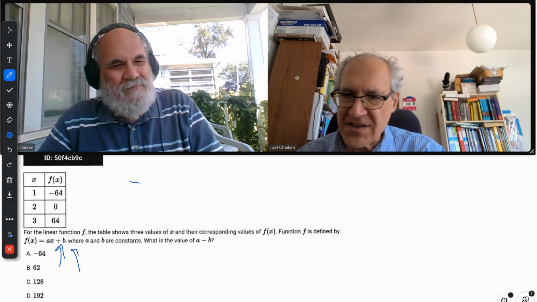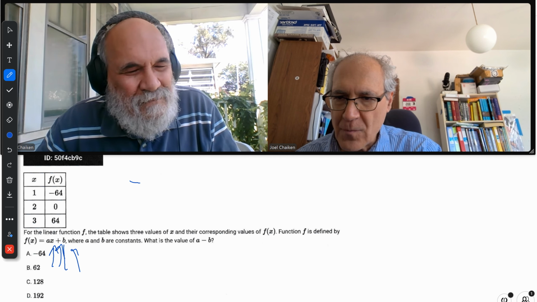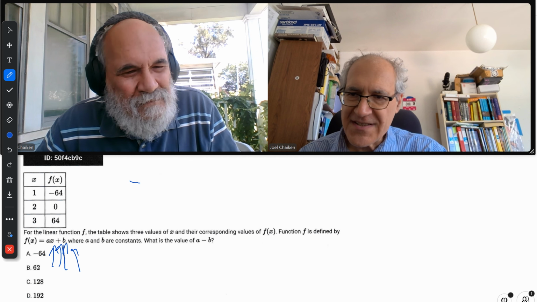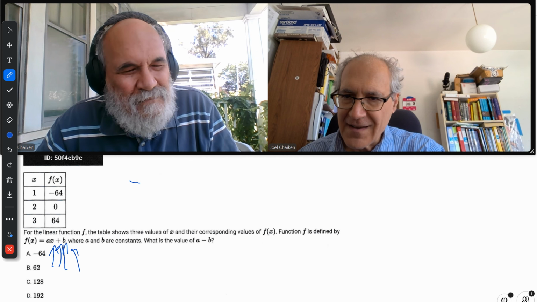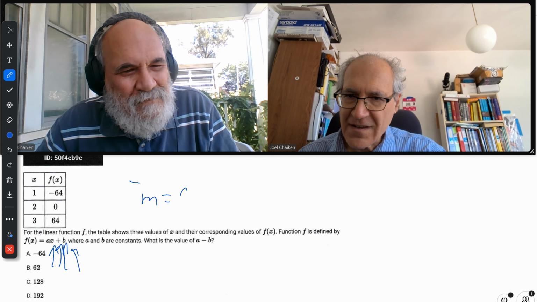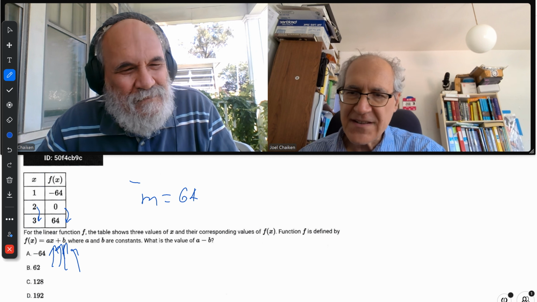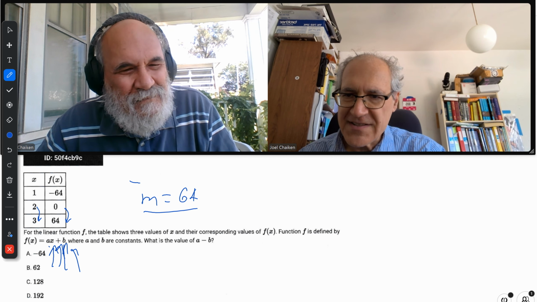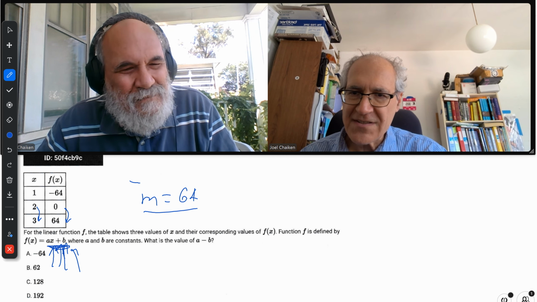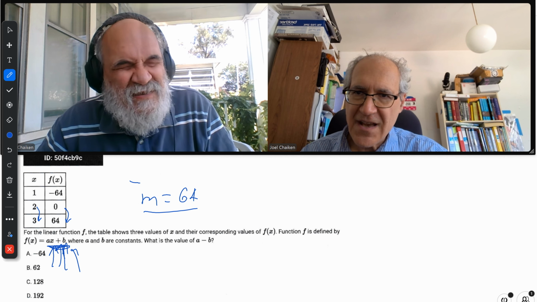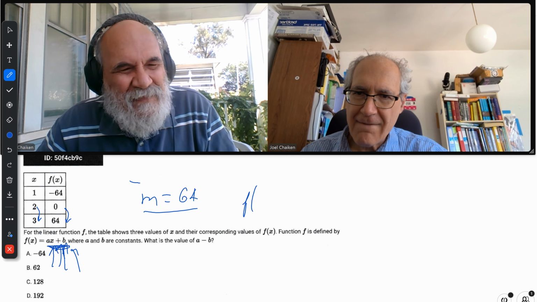The normal way, you would need a slope and the y-intercept. You could see the slope m is 64. Why is the slope 64? Because if x goes up by 1, then f of x goes up by 64. And we're told it's a linear function, so m is 64. That means a is 64.